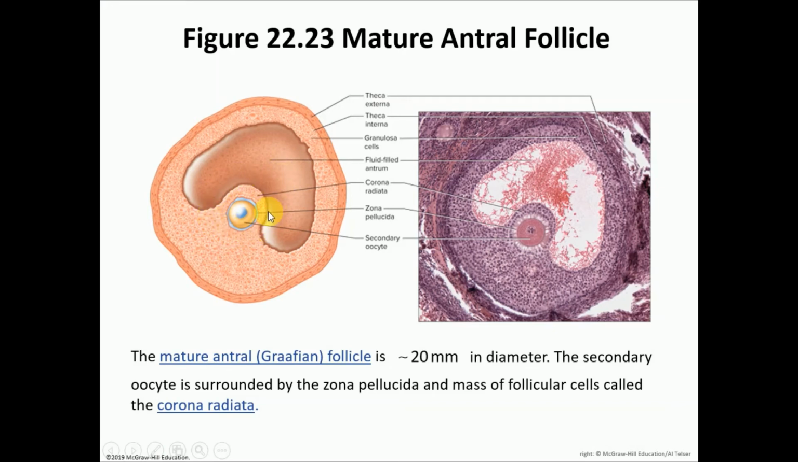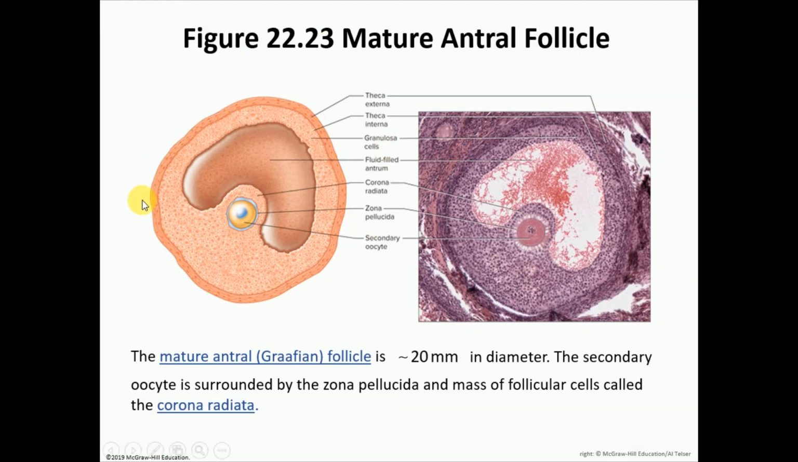This is what is going to be ovulated. Just this portion right here. When ovulation occurs, what will be ovulated is the secondary oocyte with that white zona pellucida surrounding it and some of these granulosa cells. The remaining of this Graafian follicle is going to change into another structure known as the corpus luteum. The corpus luteum will secrete progesterone.